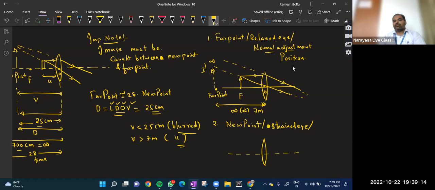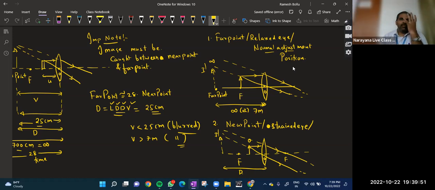If you see this, this is the focal point, this is the optic center, this is the object. Your light ray will go to the point of focus and where will the light rays meet? Kindly respond. At the 25 centimeter, or capital D. Are you understanding, students? So your eye will be highly strained. You can't even see for more than 10 seconds. Tearing will start. Understood? If you see continuously at a very near 25 centimeter, what will happen?